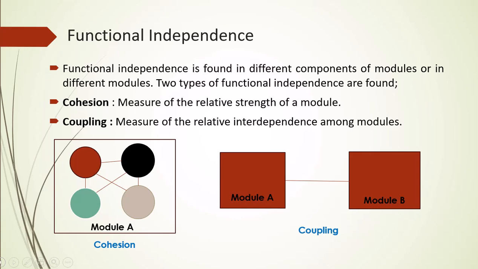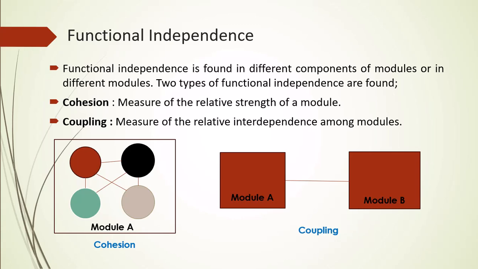You can see the first figure. This is module A, and these are the 4 different elements of module A. So what type of independence is this? This is the cohesion. When the number of cohesions increases, the strength of module A will increase, while module A is in couple with module B. Always remember that we will need less coupling and more cohesion.